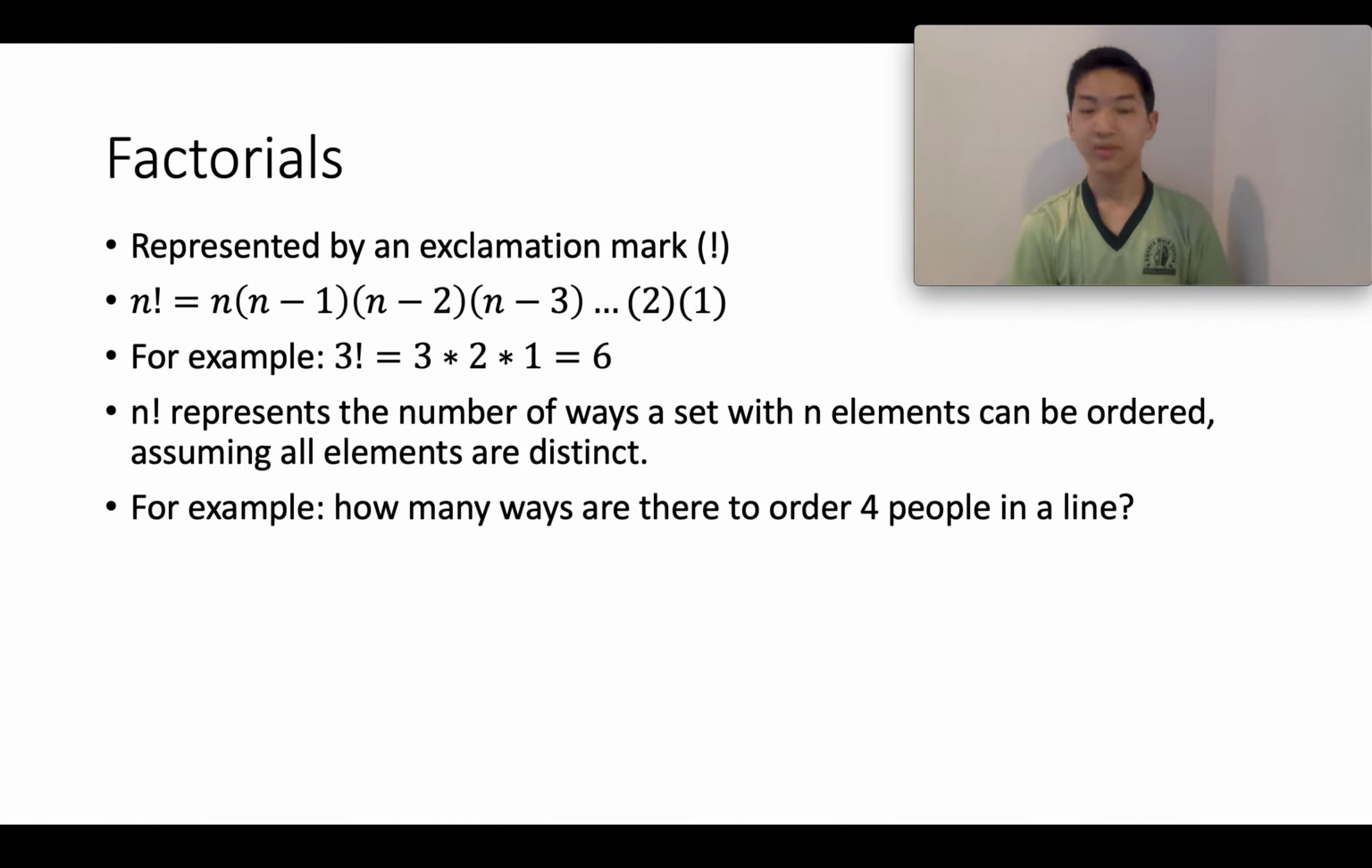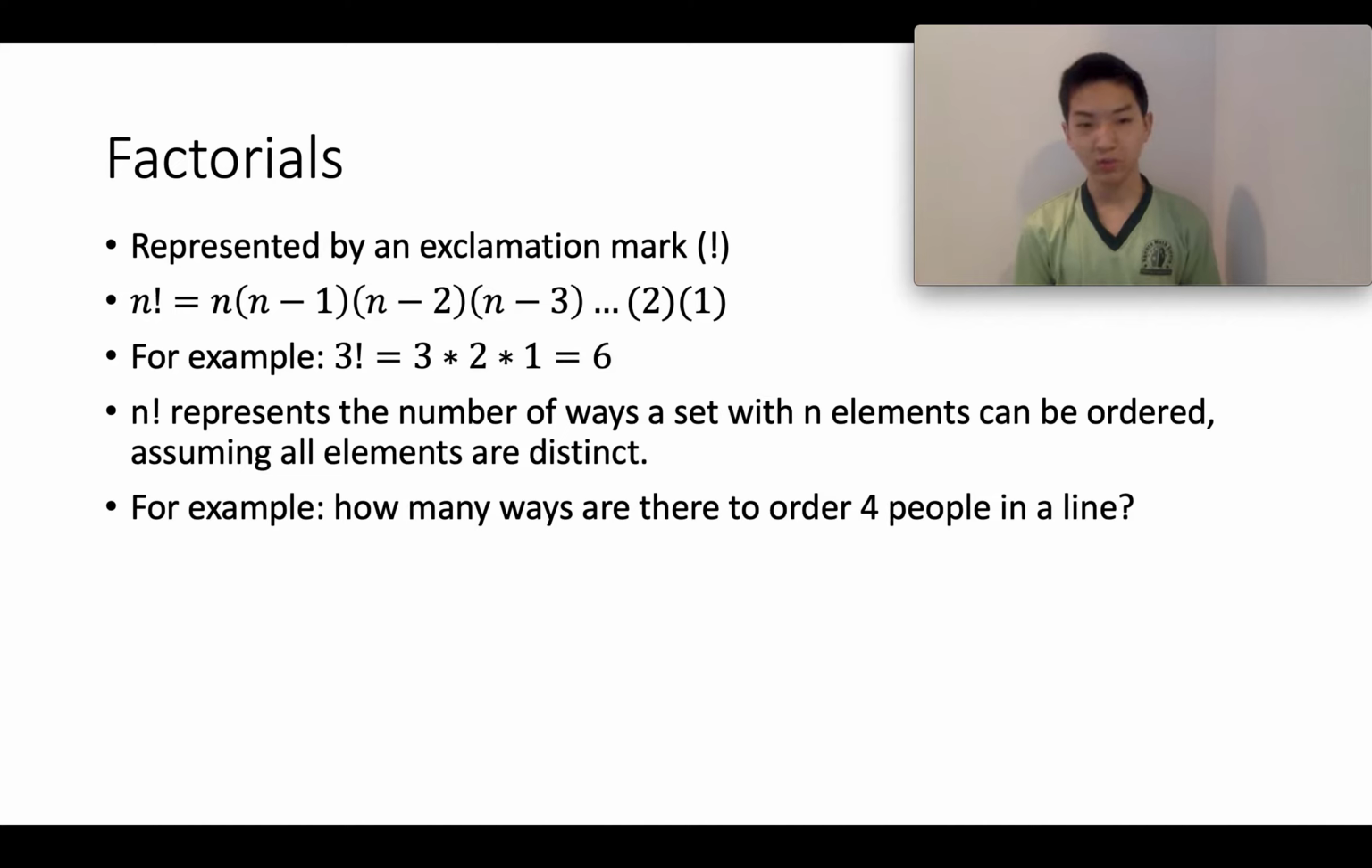Factorials. So factorials will be represented by an exclamation mark. And you can see here that what it means is if you see n exclamation mark, that reads as n factorial. And that would be equal to n times n minus 1 times n minus 2 times n minus 3, all the way down to times 2 times 1. So for example, if we had 3 factorial, that would be equal to 3 times 2 times 1, which is equal to 6. And similarly, if we had 4 factorial, that would be equal to 4 times 3 times 2 times 1, which would be equal to 24.